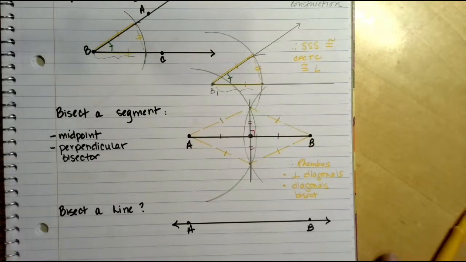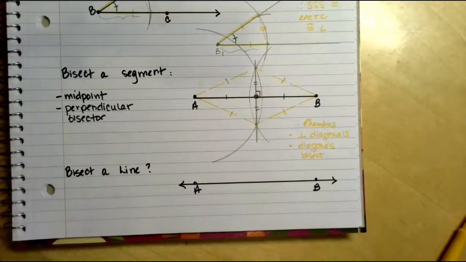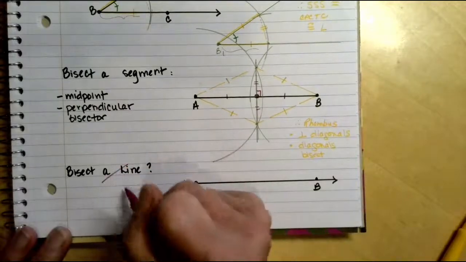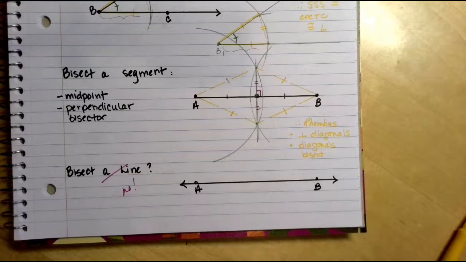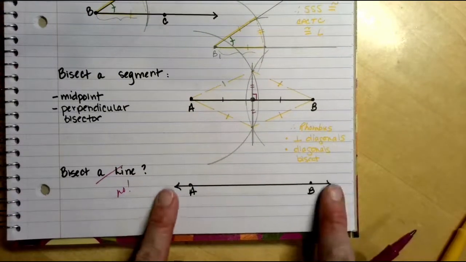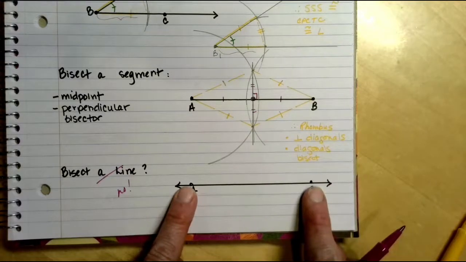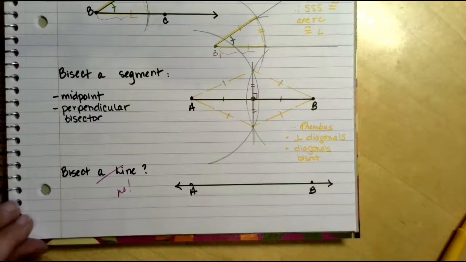All right, let's talk about what's up next. Bisecting a line. No, you can't. You can't find the midpoint of a line, silly. In order for us to bisect a line, we need to create a line segment, and we can cut a segment in half, but never a line.